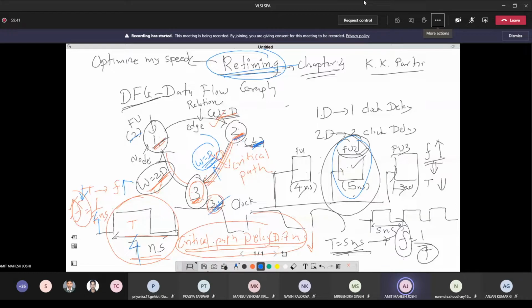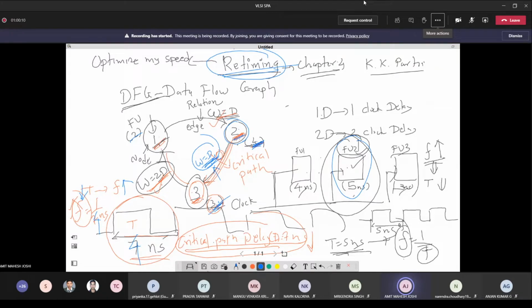Now the objective is clear? Yes. So if initially there was a delay in that critical path, then which would be our critical path? If there is a delay over here, then actually the critical path of the circuit is the time taken by one particular functional unit.